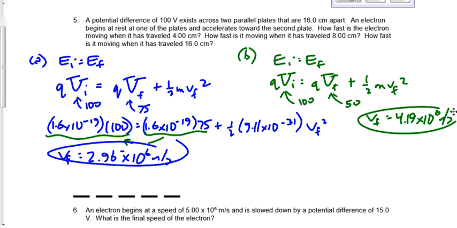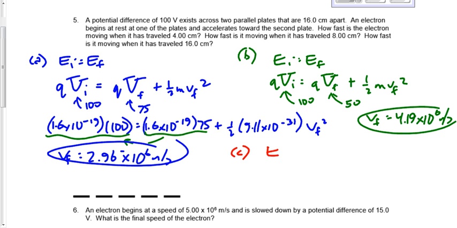Wait. Oh, it's not faster than light? No, the speed of light is 3 times 10 to the 8. Yeah, you're right, you can't be faster than the speed of light. If you got 4.19 times 10 to the 8, you've made a mistake. Okay. Now, question C. This is probably the easiest of the three.